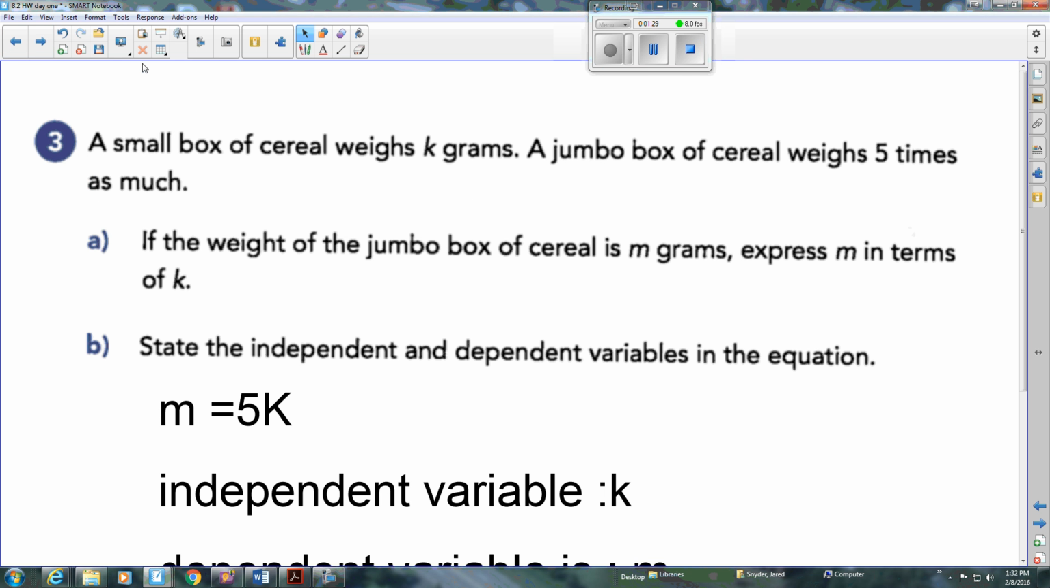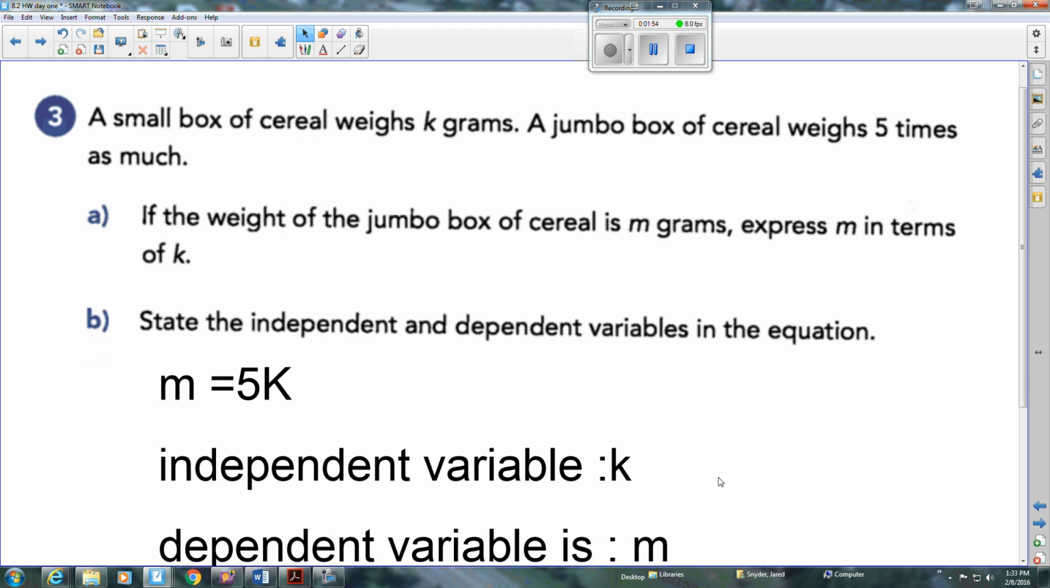A small box of cereal weighs K grams. A jumbo box of cereal weighs 5 times as much. If the weight of the jumbo box of the cereal is M grams, express M in terms of K. So what are we doing to the K to get the M? It's going to be 5 times that to get the M. Your independent variable is going to be K. Your dependent variable, which depends on what you do to K, is going to be M.